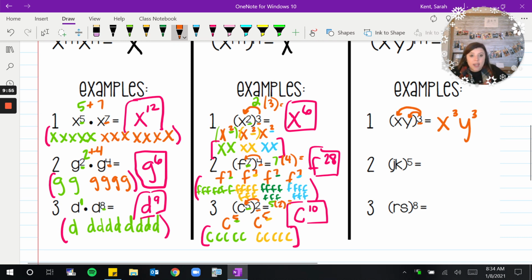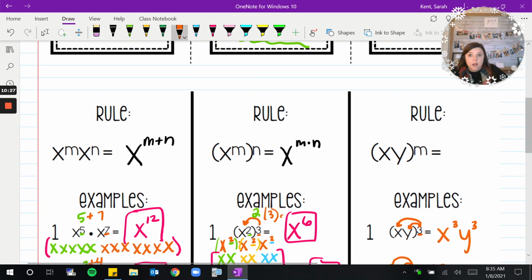On the second one, jk to the power of 5. Share the 5 with j, share the 5 with k, j to the power of 5, k to the power of 5. Everything inside gets the exponent. This last one, rs to the power of 8. We share the 8 with everything inside. R to the power of 8, s to the power of 8. Everything inside gets that exponent. So our rule here, we would share the m with both inside. So we would have x to the power of m, y to the power of m.